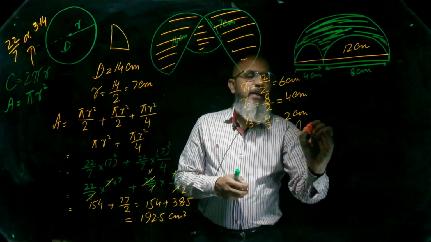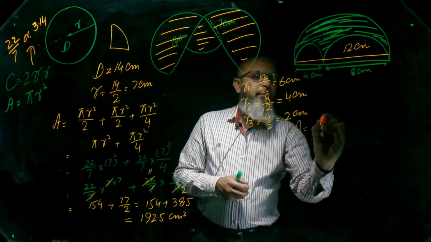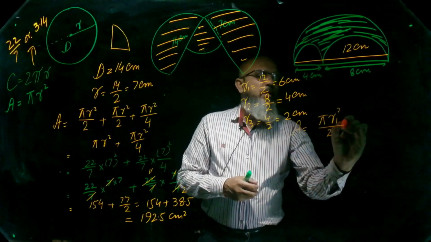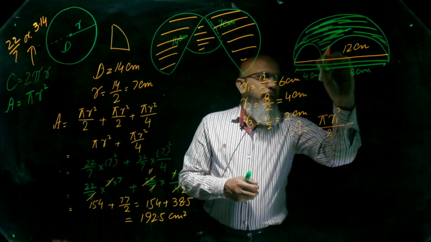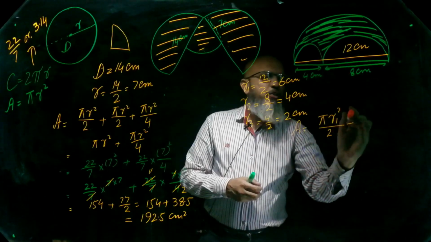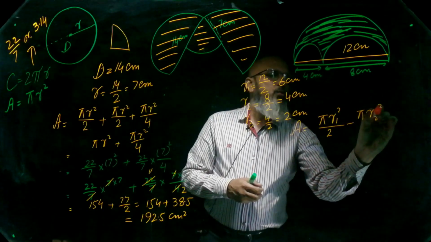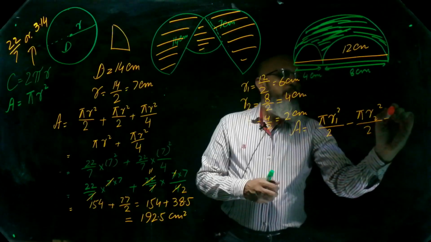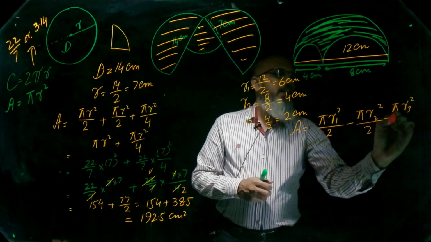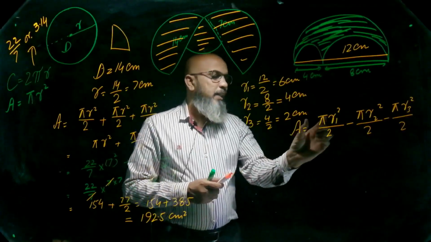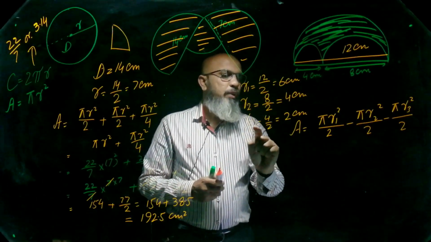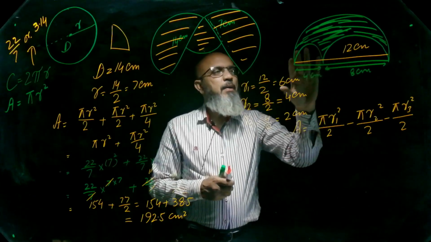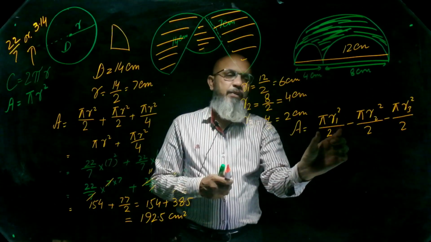We will say, I write here, pi r1 square over 2, right? Minus. Now we will subtract the area of this circle. This is your R2 circle, means pi R2 square over 2. Clear? Now this circle we will also subtract. So it means pi R3 square over 2. Now you understand, we have the R1, the R2, the R3. So we know the formula of area of semicircle.